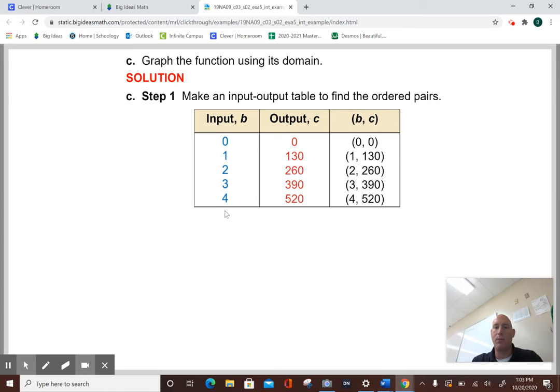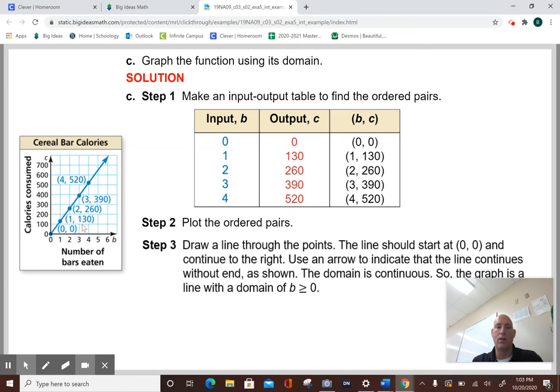So here we have these input values. 1 bar is 130, 2 is 260, 3 is 390, 4 is 520. Plot the ordered pairs. But you notice how we connect the line through them. This is the power of drawing lines. Since it is a constant rate of change, this graph gives us everything we can know, and it plots every other theoretical point. We know at 0 bars, we have 0 calories. 1 bar, 130, 2, 260.